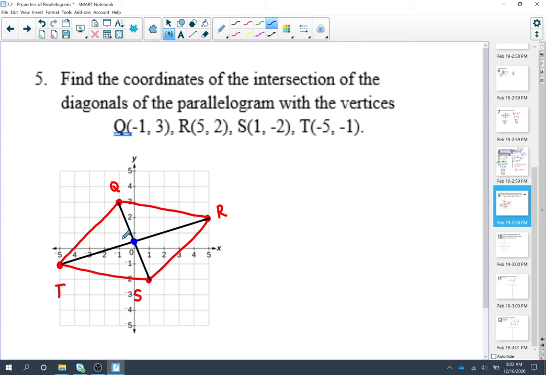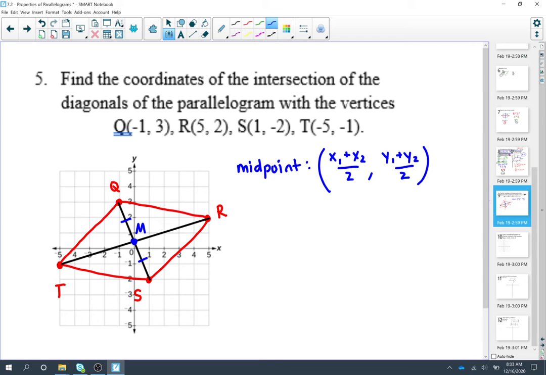So we have to think of what's going on. Let's consider here for a minute the diagonal QS. What do we know about a parallelogram and the diagonals? And that is that they cut each other in half. So I know that this is congruent to this. I also know, let's say M, that's point M, is the midpoint. So remember, midpoint or middle is where you take the x's and you add them together and then divide by 2. And then you take the y's and you add them together and divide by 2.